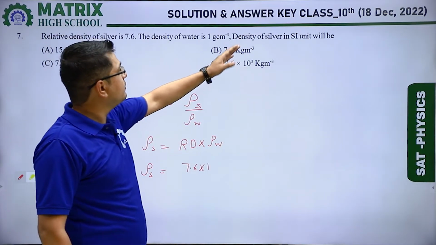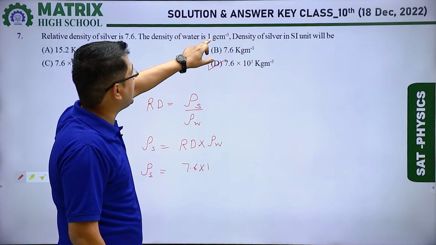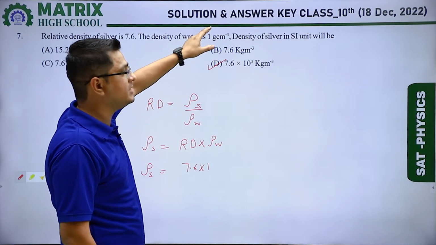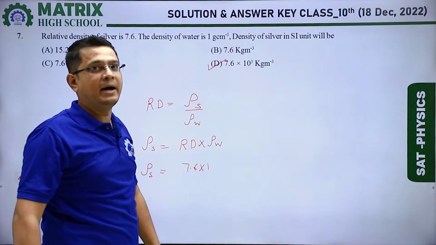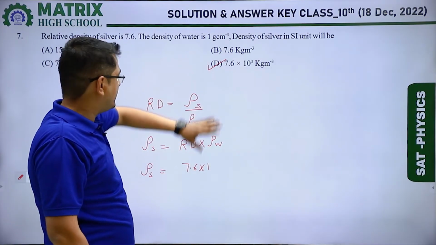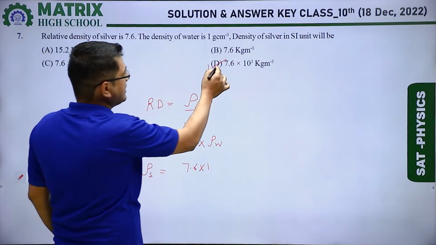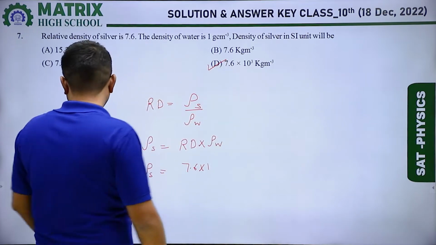How will we convert it? We will see here. If we convert gram into kg, it becomes 10 to the power minus 3. In the denominator, it will become 10 to the power minus 6. So by solving this easily, we will get the answer option D.